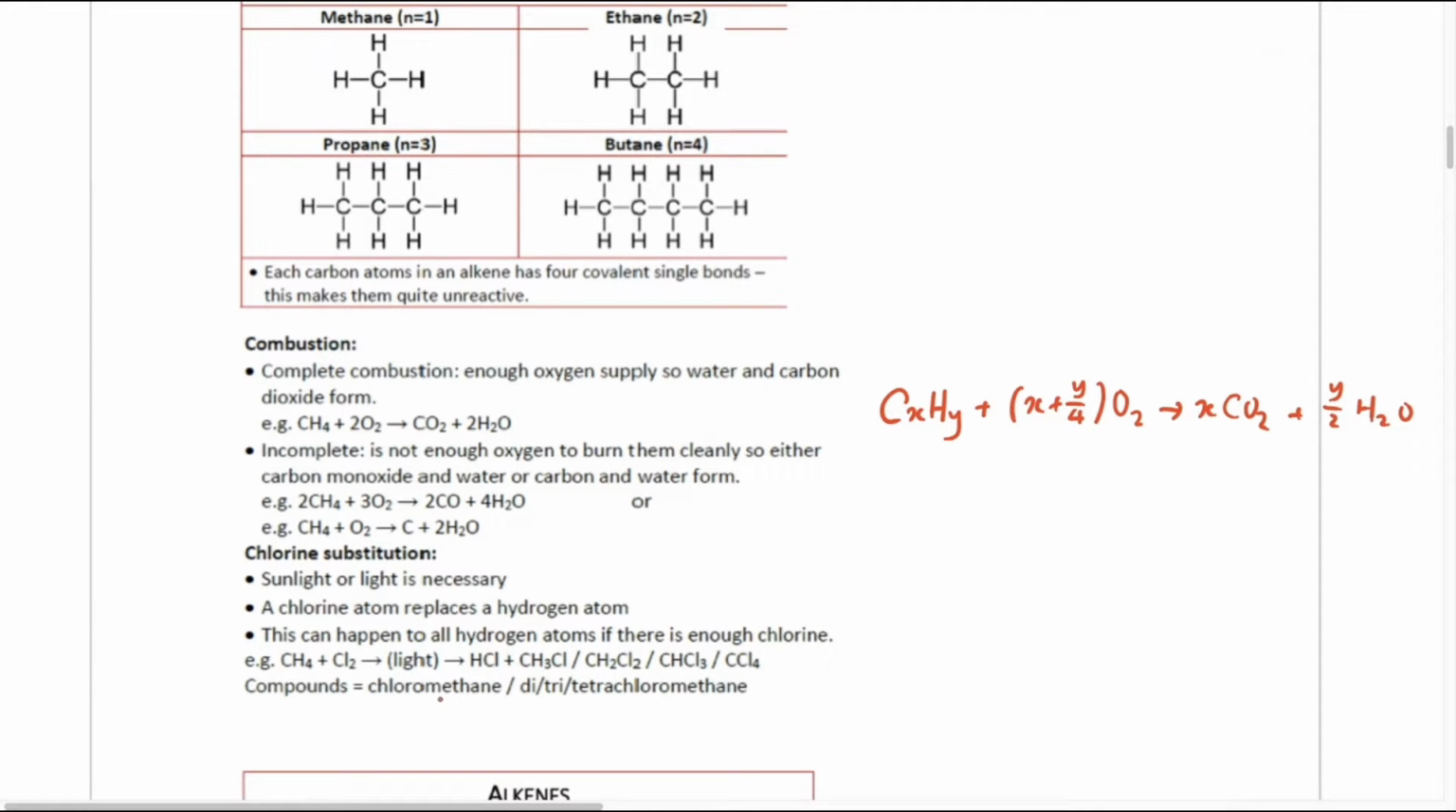So the names: CH3Cl chloromethane, CH2Cl2 dichloromethane, trichloromethane, tetrachloromethane. So that is the thing.